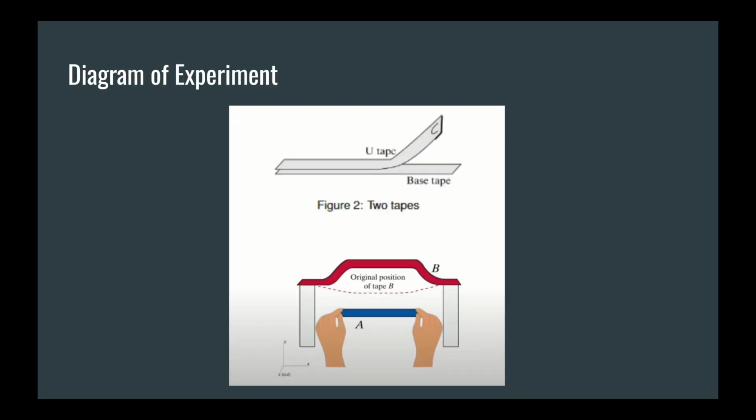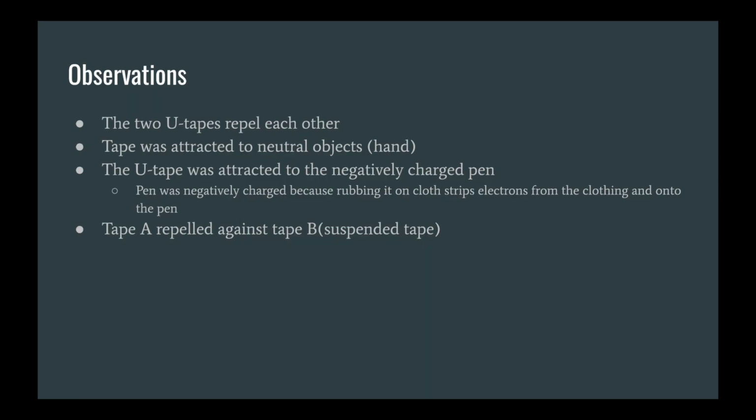Here is a model diagram of the experiment. When I followed my procedures, some observations that I noticed were that the 2 U-tapes repelled each other, the tape was attracted to neutral objects like my hand, and the U-tape was attracted to a negatively charged pen. The pen was negatively charged because I rubbed it on cloth, and the electrons were stripped from the cloth and onto the pen, and tape A repelled against tape B.